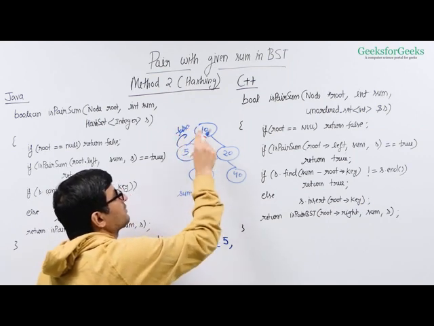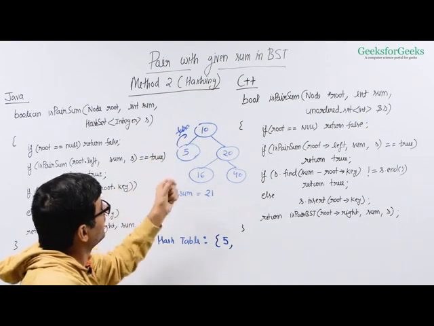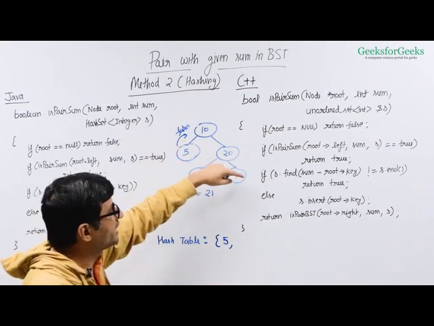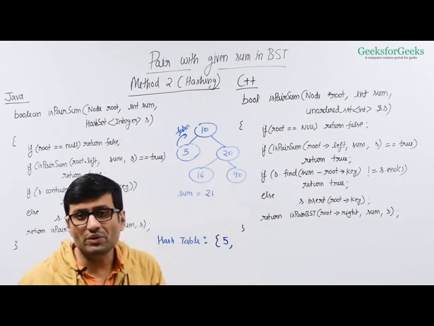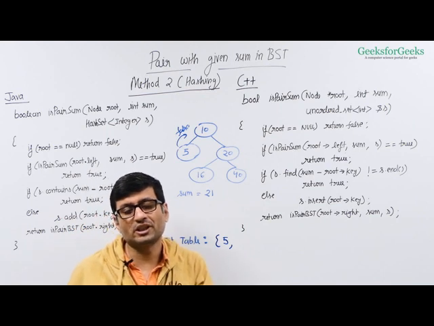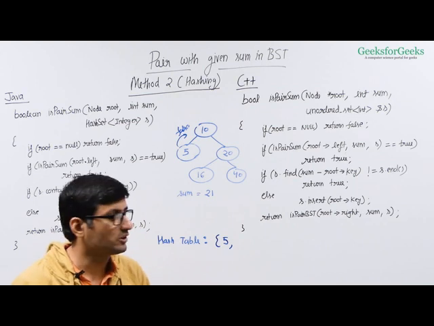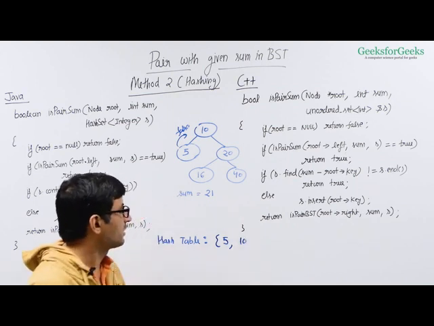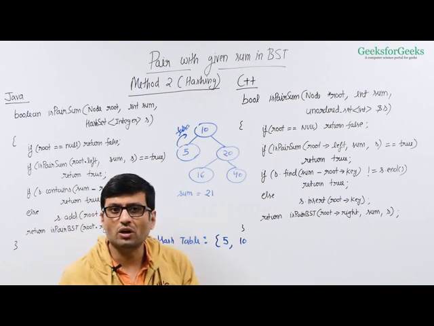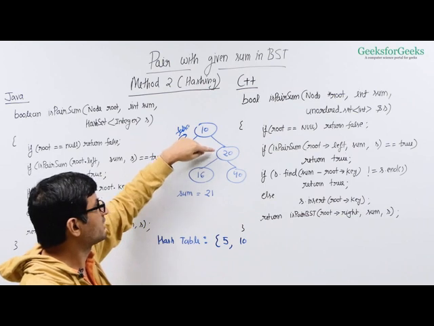So this gets the control back now, and what is it going to do? It has finished with the left subtree, so it's here actually at the next line. It's going to check whether 21 minus 10 is present in the hash table or not. 21 minus 10 is 11. 11 is not present. So it's going to insert itself into the hash table. So 10 is going to be there in the hash table. Now it's going to call for its right subtree and it's going to return whatever right subtree call returns.